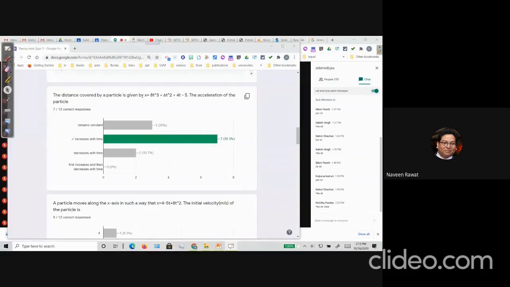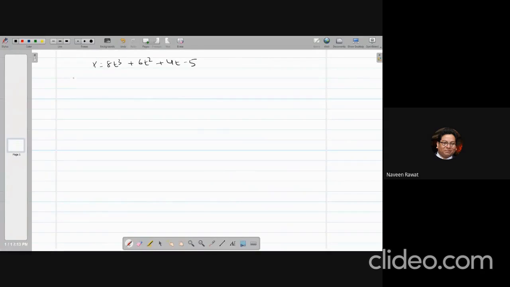The distance x covered by a particle is given by this expression. It is a function of time, and we have to find the acceleration of the particle. We know that the acceleration of the particle is d squared x by dt squared. So first, let's calculate dx by dt, and that would be 8 times 3 times t squared.